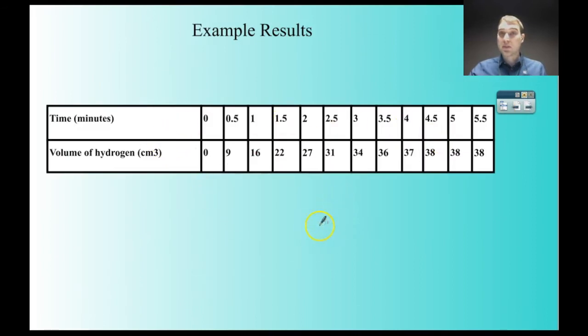So here's an example set of results. In this example, we're measuring the volume of hydrogen being produced, and that should be a superscript cube. This program doesn't do that.